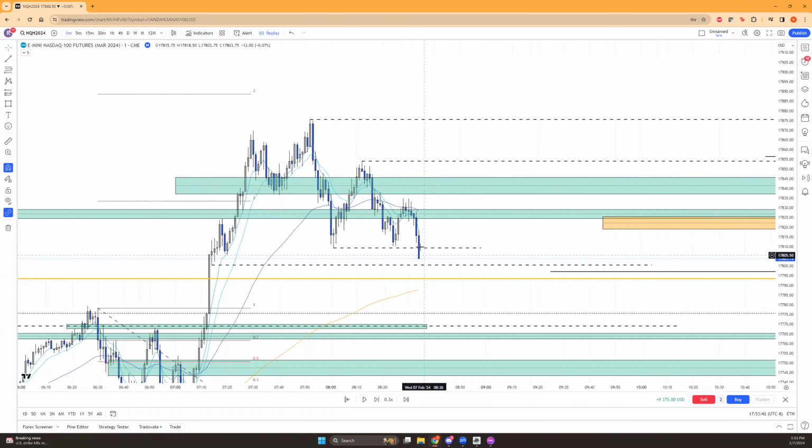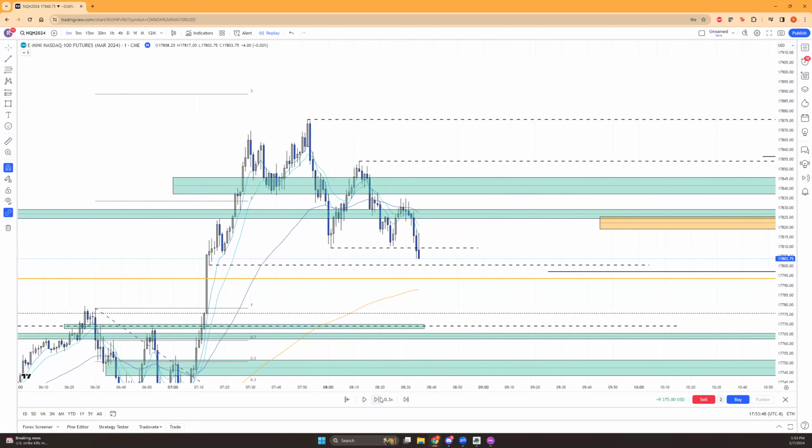Very sideways, equal lows taken out. A lot of people are going short on the break of this. What do? Reverse it right there.